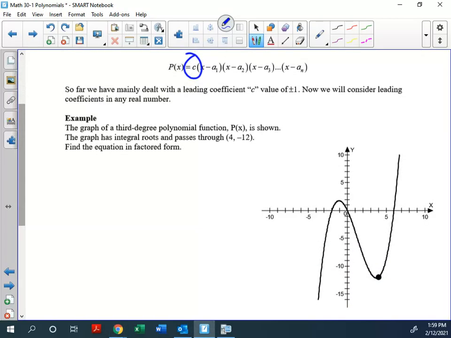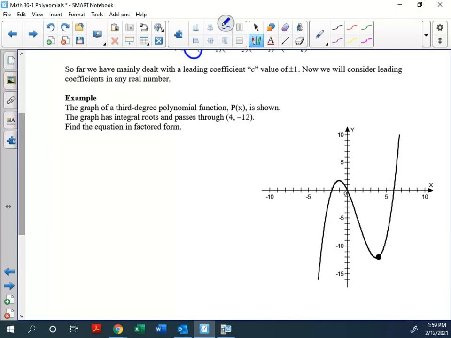So far, we've only been dealing with leading coefficients and caring if they're positive or negative. Now we're going to consider them as real numbers. So here's an example. The graph of a third-degree polynomial function p of x is shown. The graph has integral roots and passes through the point (4, -12). Find the equation in factored form.